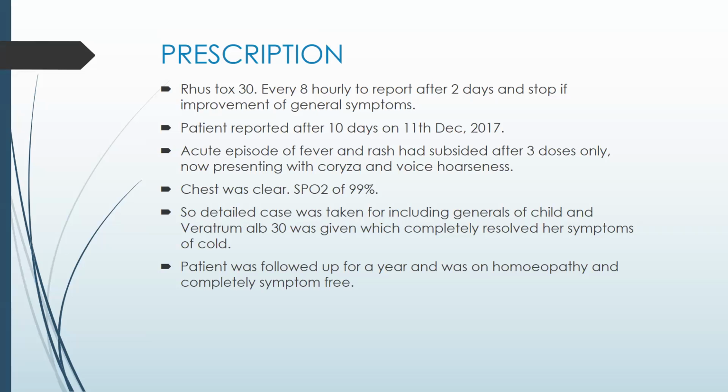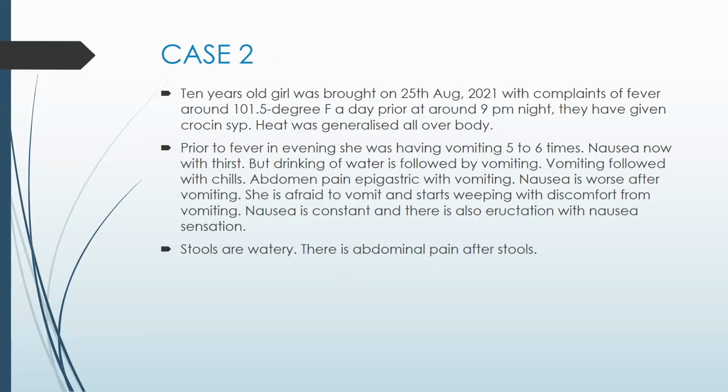Then I'll discuss the second case. This was a case of a 10-year-old girl child. She was brought to me during pandemic time, on 25th of August 2021. She had complaints of very high-grade fever of 101.5 degrees Fahrenheit a day prior, around 9 p.m. at night. Parents had already given Procin syrup, and according to the parents, the heat was generalized all over the body.